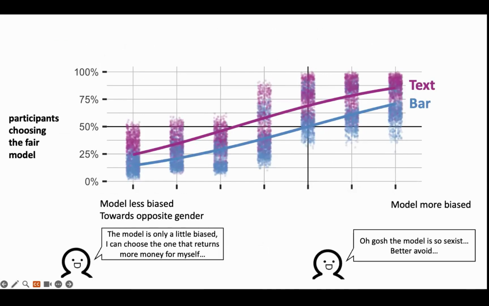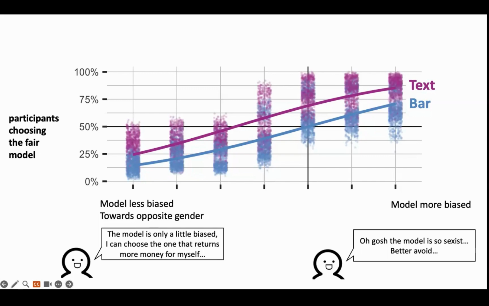So you can imagine, if the machine is not biased at all, then there's no difference choosing between the sexist versus not sexist model. You choose the model that makes you more money. But if the machine is super biased, our conscience will tell us, maybe not this one, right?